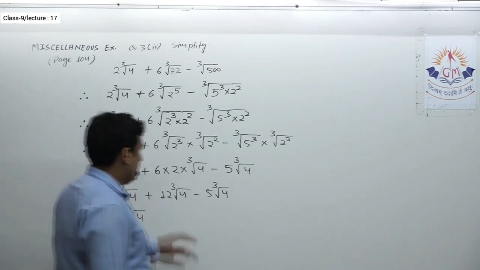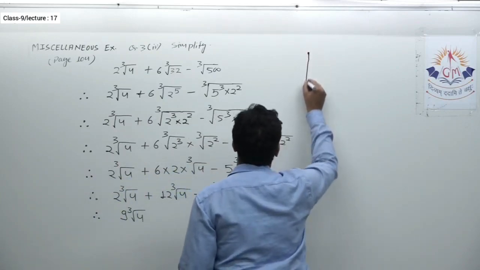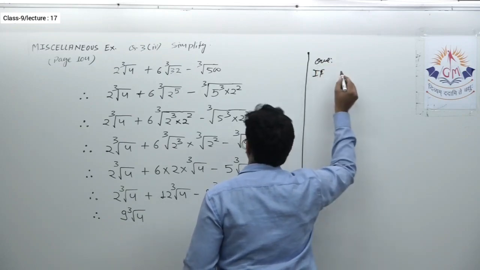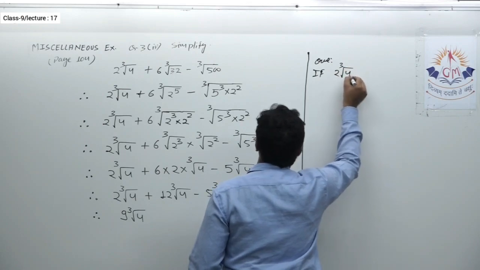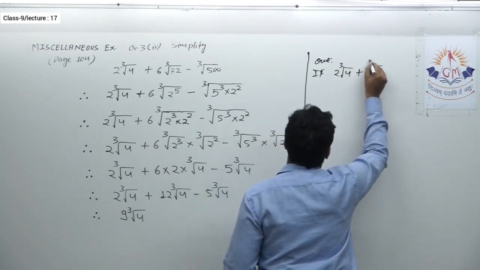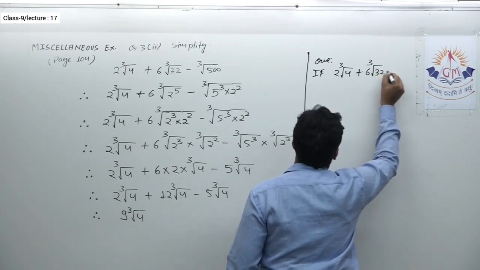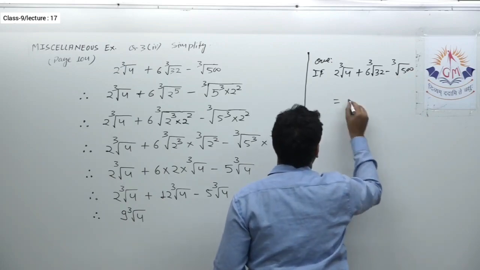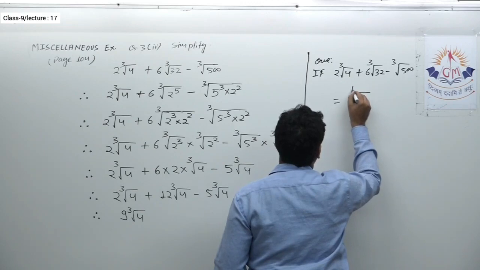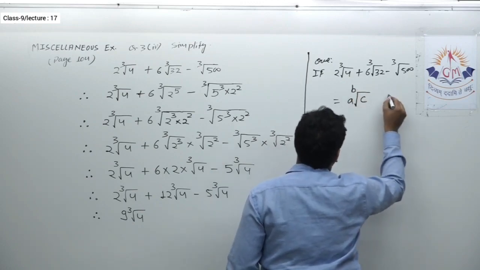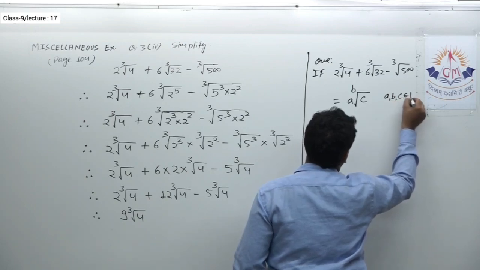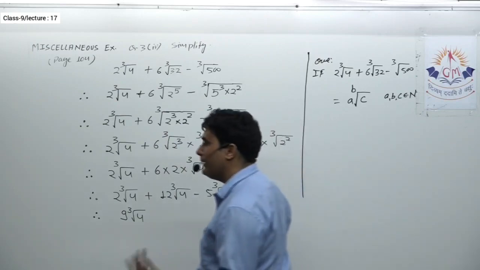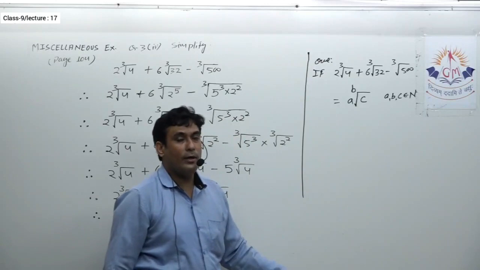Now the same question can be asked in a different way. Suppose I ask you, if 2 into cube root of 4 plus 6 into cube root of 32 minus cube root of 500 is equal to a multiplied by bth root of c, where a, b, c belong to natural numbers, then write ABC in increasing order or ABC in decreasing order.